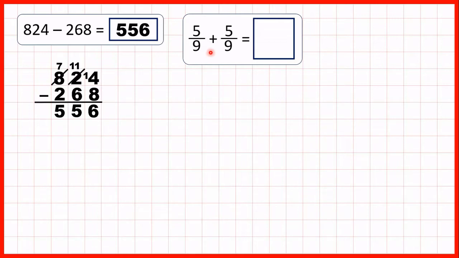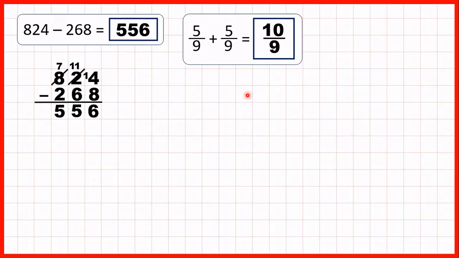Now 5/9 plus 5/9. So when we're adding fractions, the denominator stays the same in our answer. We have a common denominator of 9, so the denominator in our answer is also 9, and then we just add the numerators. So 5 plus 5 is 10, so as an improper fraction, our answer is 10/9.